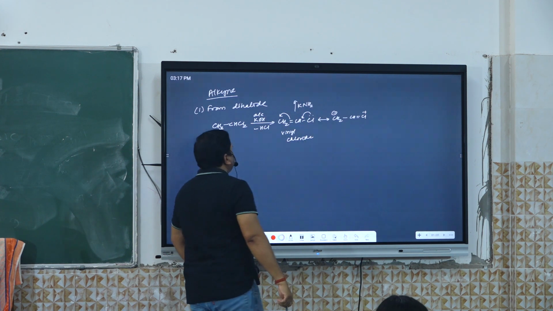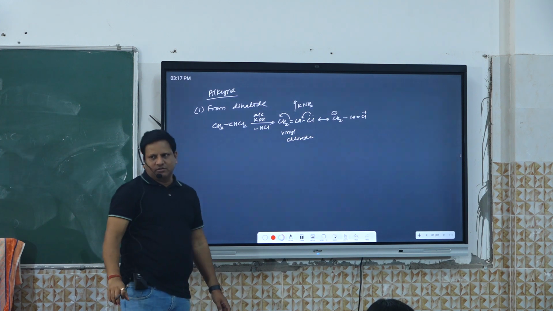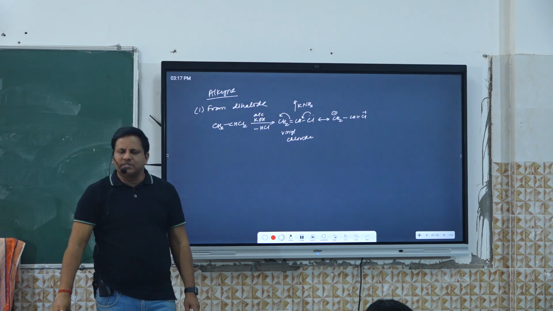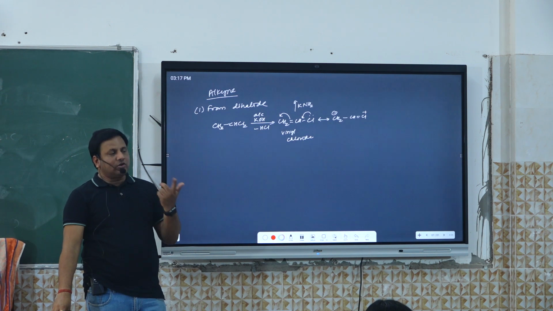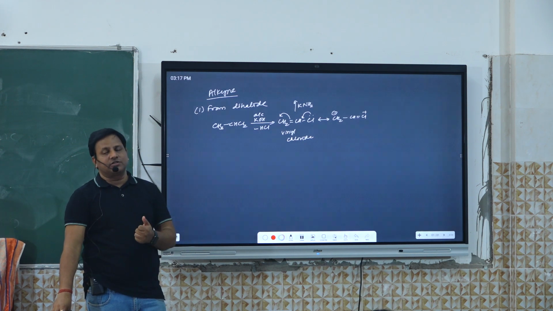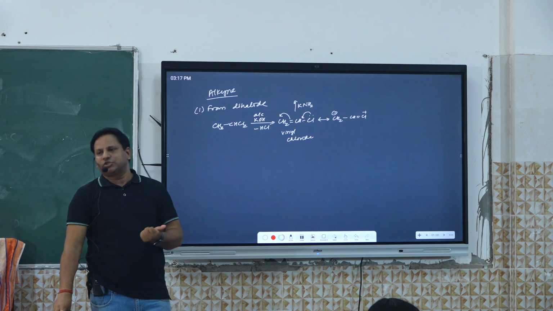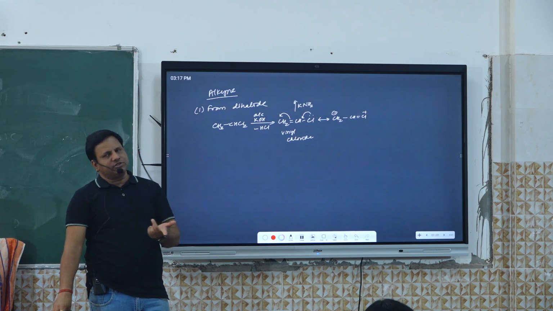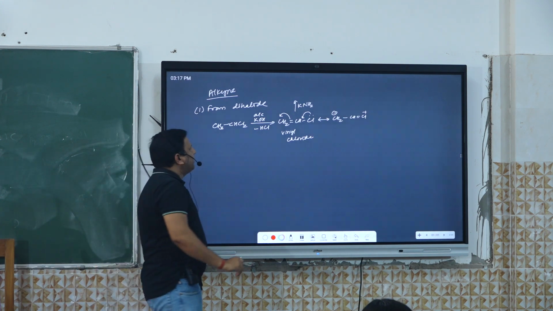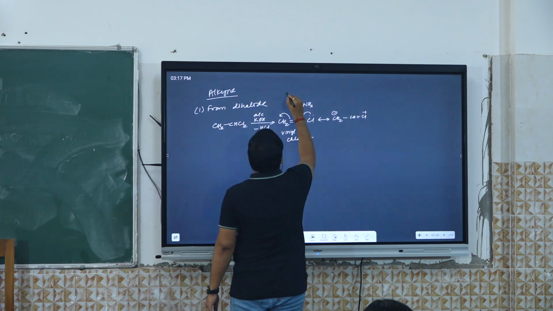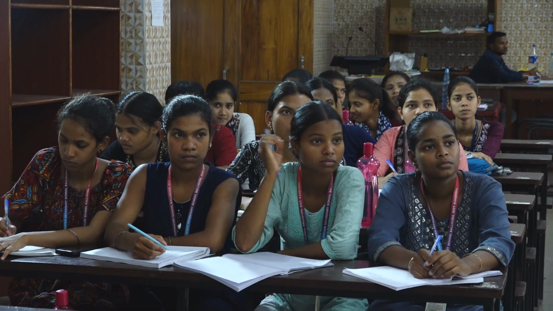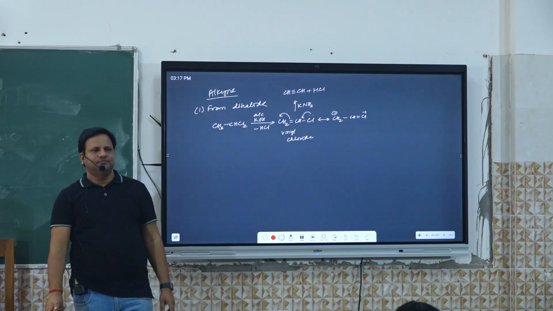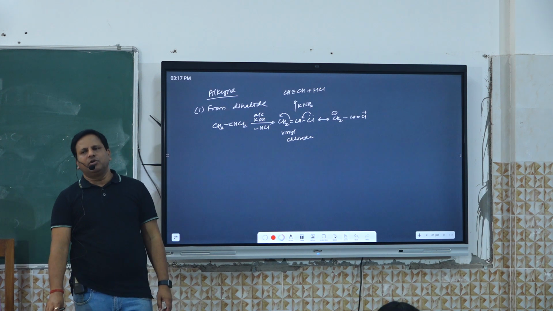In KOH, what is the base? OH minus is the one acting, which is used to take away the hydrogen. So if we compare between OH minus and NH2 minus, which is stronger? NH2 minus is stronger. So KNH2 can be employed for making the second elimination. This one is clear, okay? So you have to use KNH2.